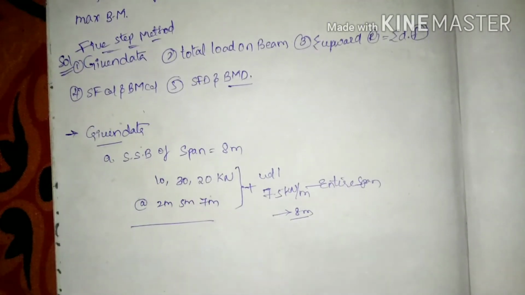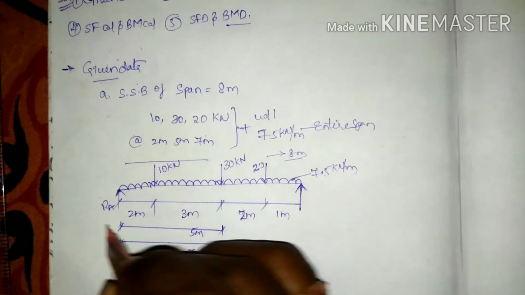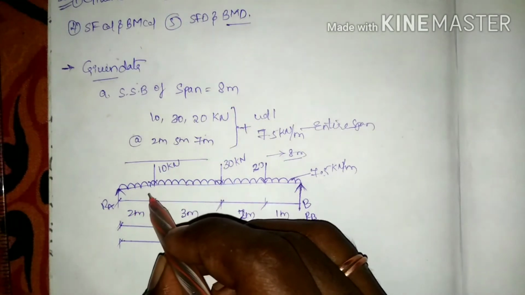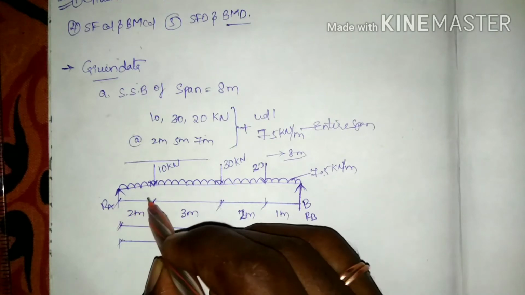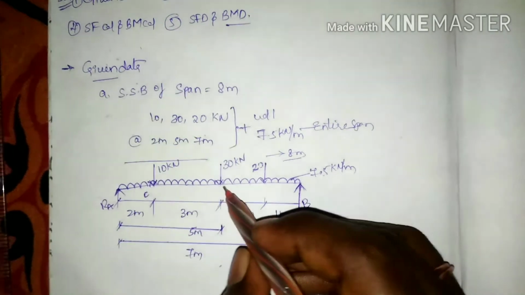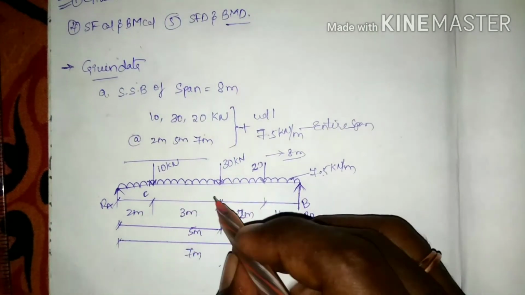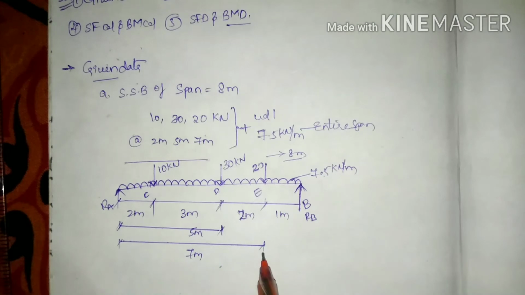Next, by this given data we are going to draw the diagram. According to the given data we have drawn the sketch here. Let us have the notation: A for RA, and B for RB. Next, let us mark the points where the point loads act on the beam. The load 2 meters from the LHS we mark as C, the load at 5 meters from the LHS as D, and the remaining one, at 7 meters from the LHS, as E. We have drawn them here.